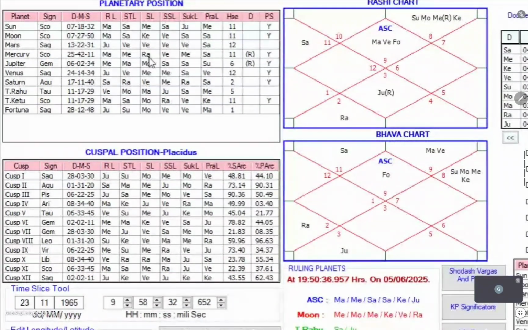I can substitute Rahu with Venus and Moon, right? Similarly, Jupiter and so on and so forth. This is how we justify and satisfy the 1, 7, and 10 rule.